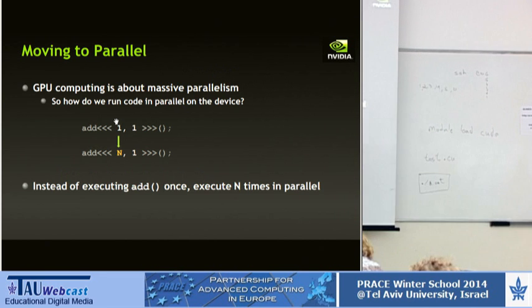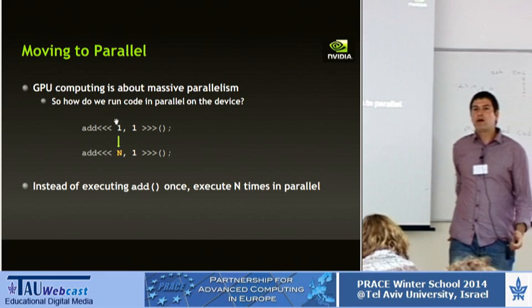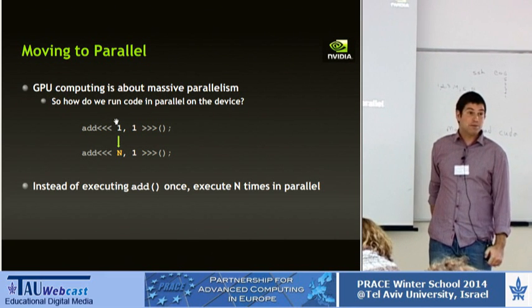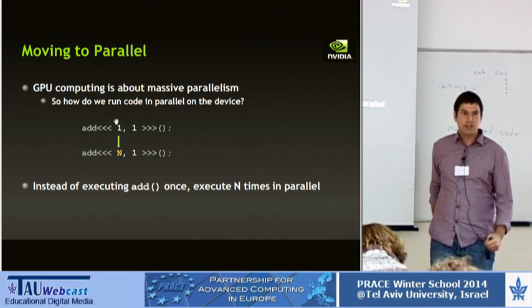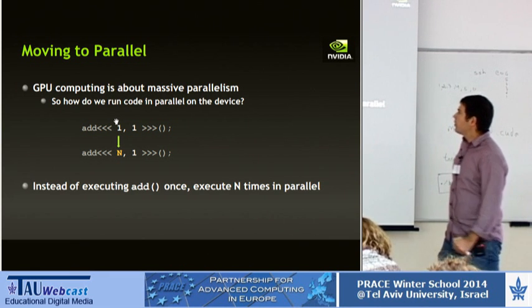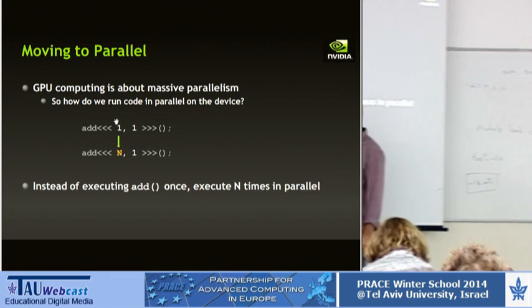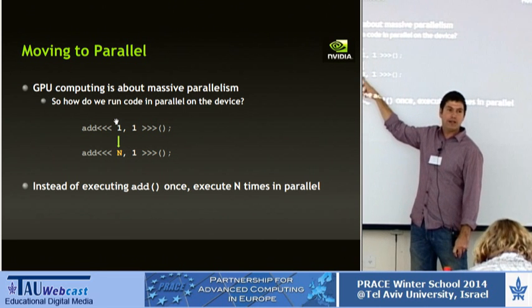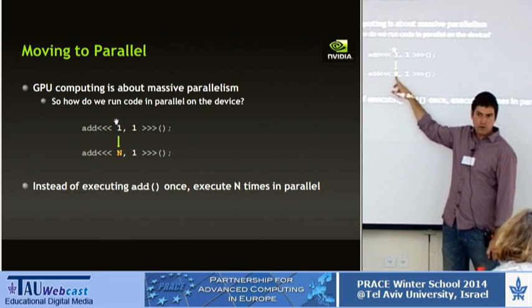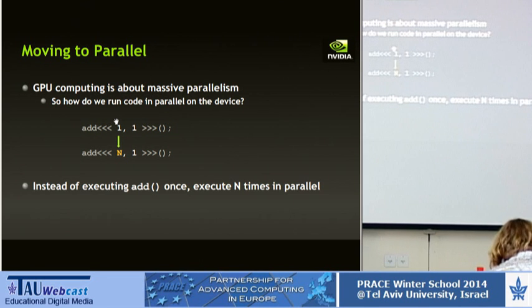Those numbers that were here actually meant that we're running one thread and one block. So actually no parallelism. And it makes sense because we only added one integer to another. What we're going to do now is run n blocks in parallel, and each block is going to add a different integer. What's the definition of block? We're going to get there.